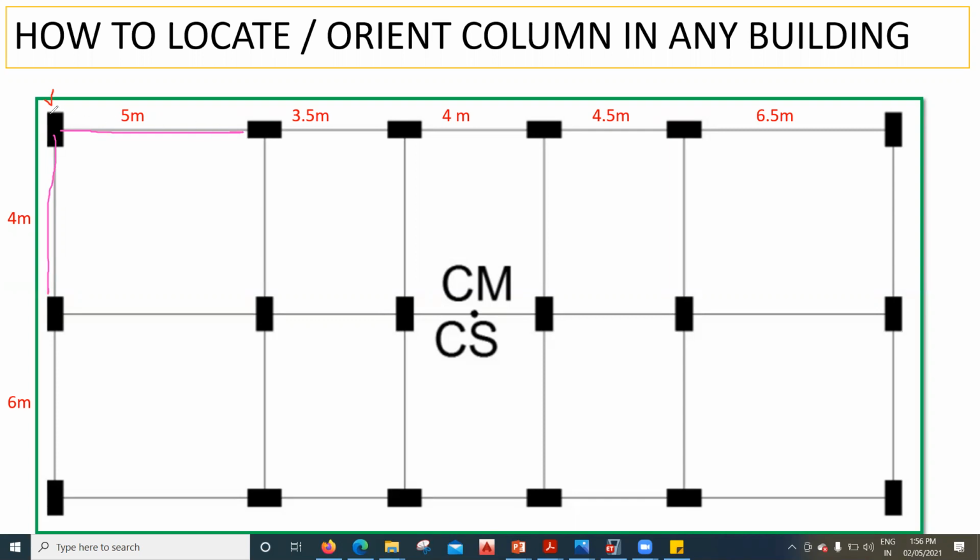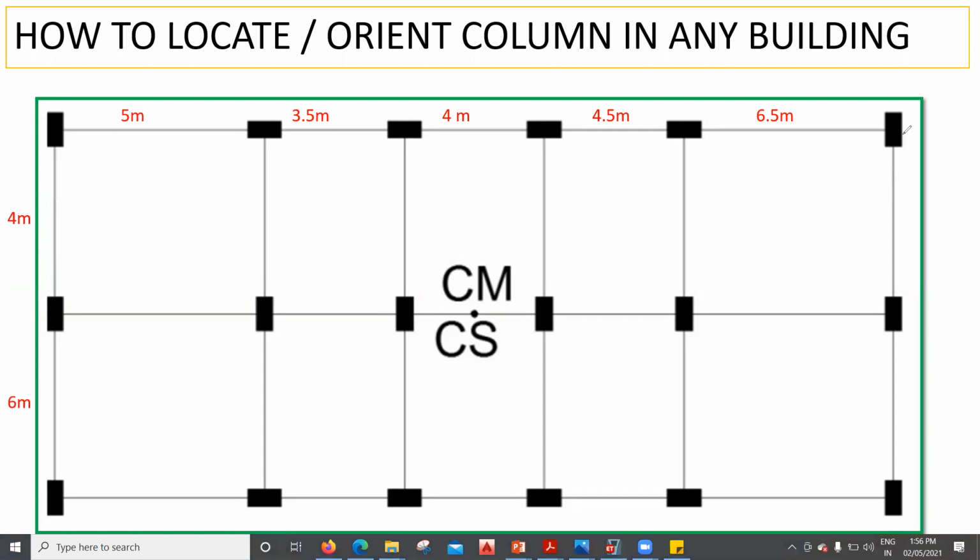That means this orientation is a wrong orientation. The orientation of this should have been something like this. Why does it have to be this way? Because this is the depth of my column. So the largest length of the column, that is the depth of the column, should be parallel to the length of this beam. Okay. Similarly, with the same understanding, we'll try to see again.